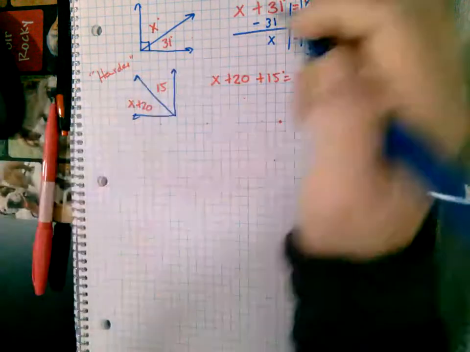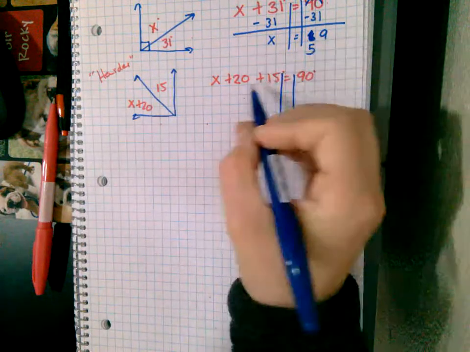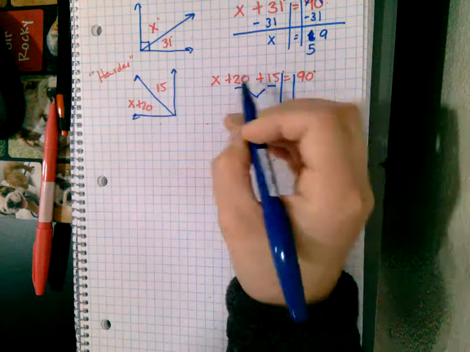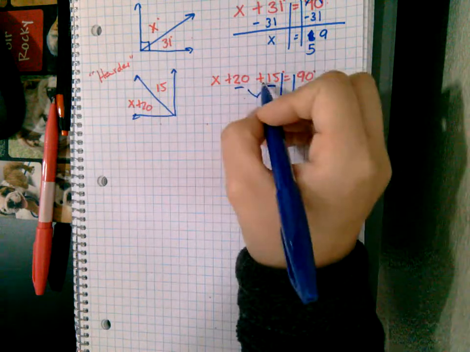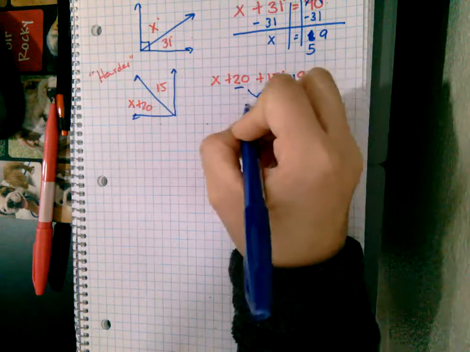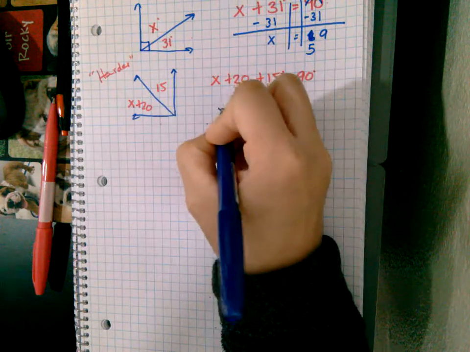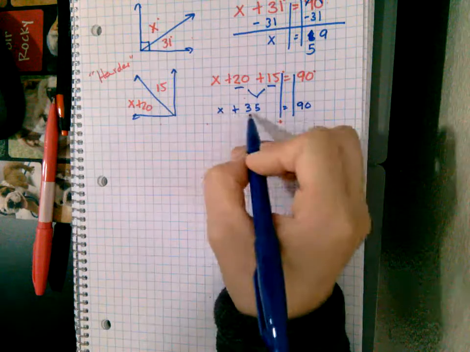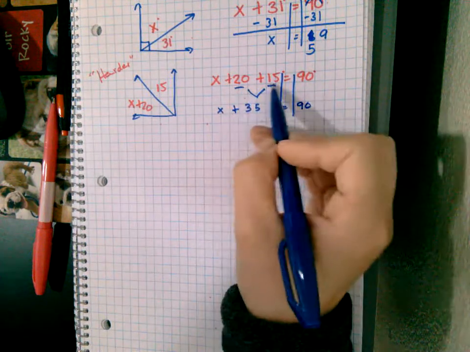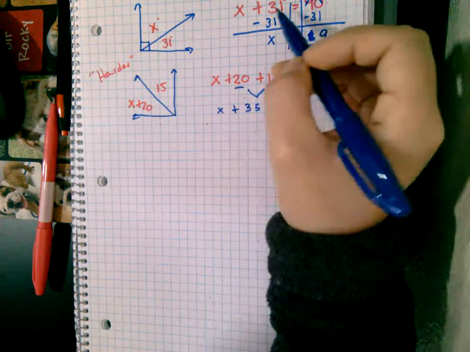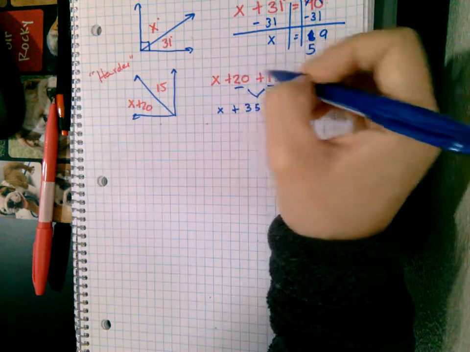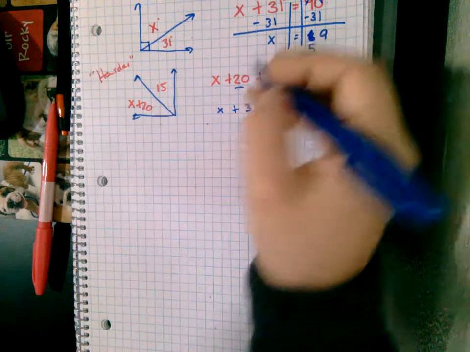So here on this side, we have these two numbers. I'm going to combine them. 20 plus 15 is equal to 35, plus x equals 90. So now x plus 35 equals 90. I put these two numbers together. The easy ones only have one number and you're done. The harder ones have two numbers. Cool, just put them together.